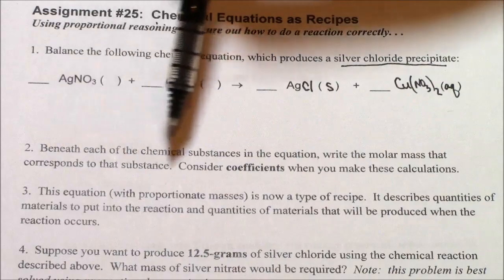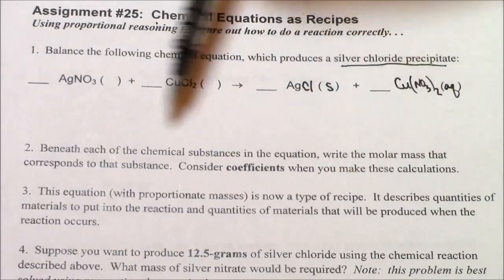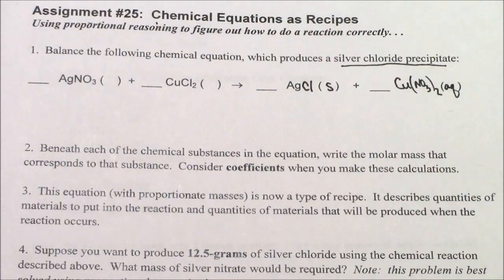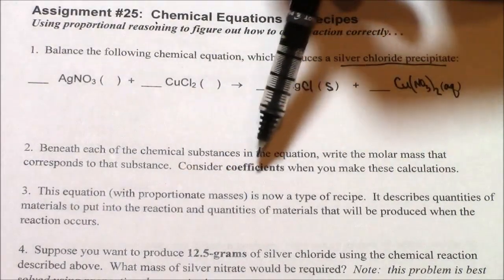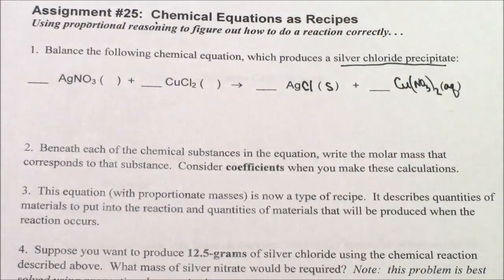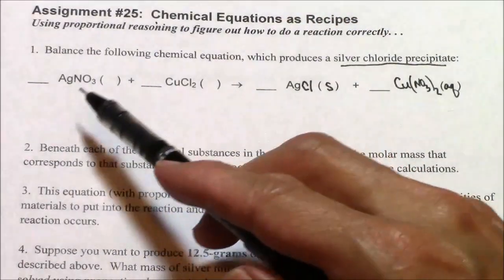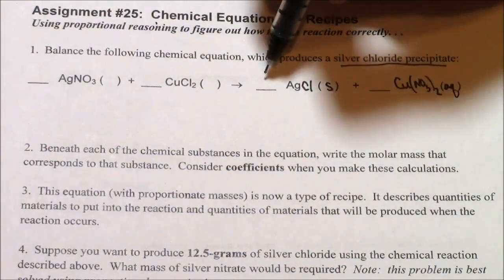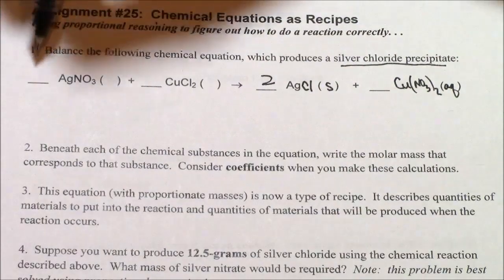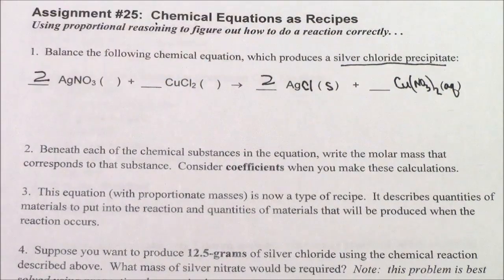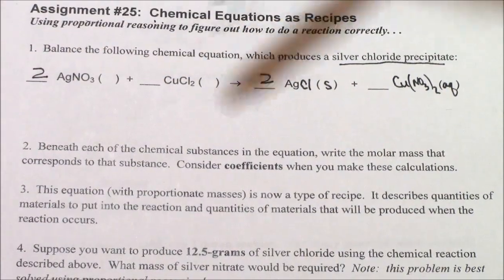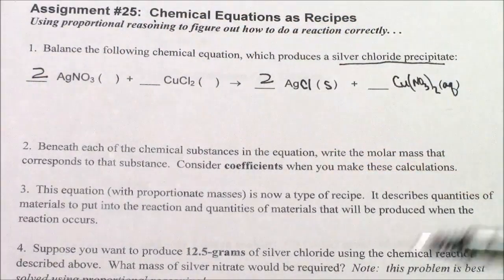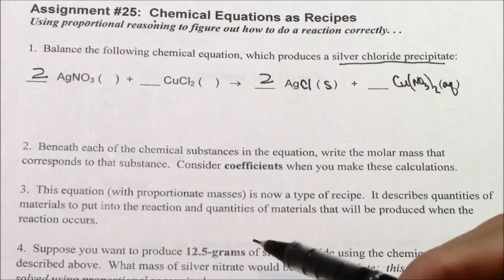Question 2 brings in mathematics. Now it says write the molar mass that corresponds to each of these substances. The second sentence says consider coefficients when you make these calculations. So if you notice, this equation is not correctly balanced as written. It does need a coefficient of 2, another coefficient of 2 to be correctly balanced. I'll show you how to do the first substance, and then you can try to do the remaining 3 and then check your answer with me.